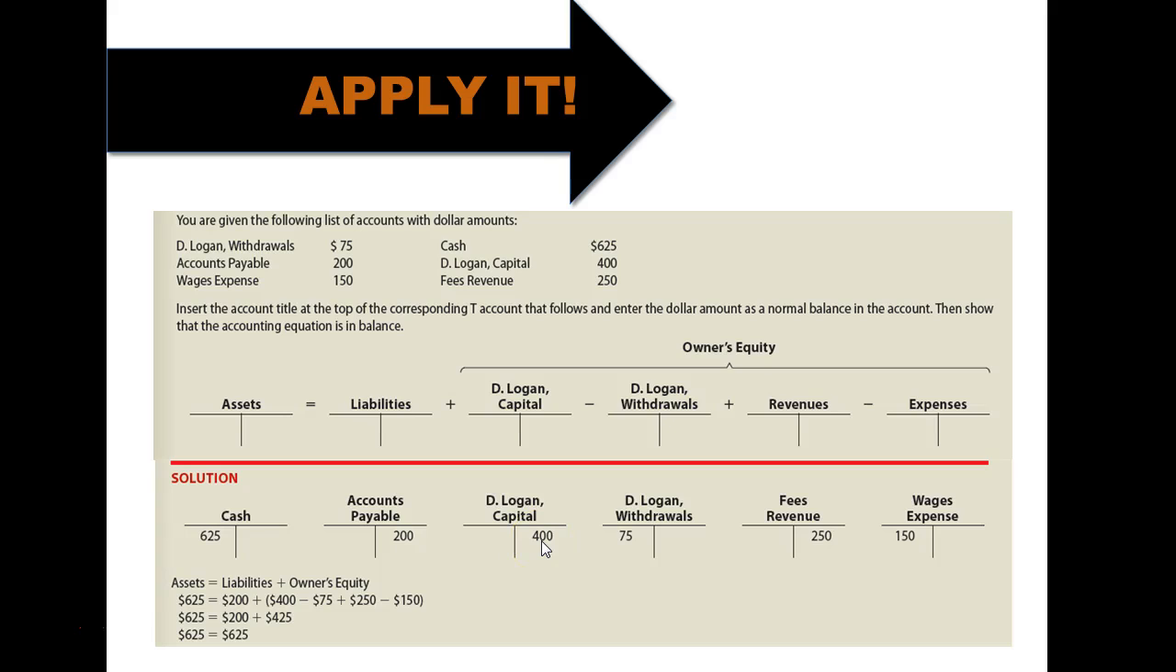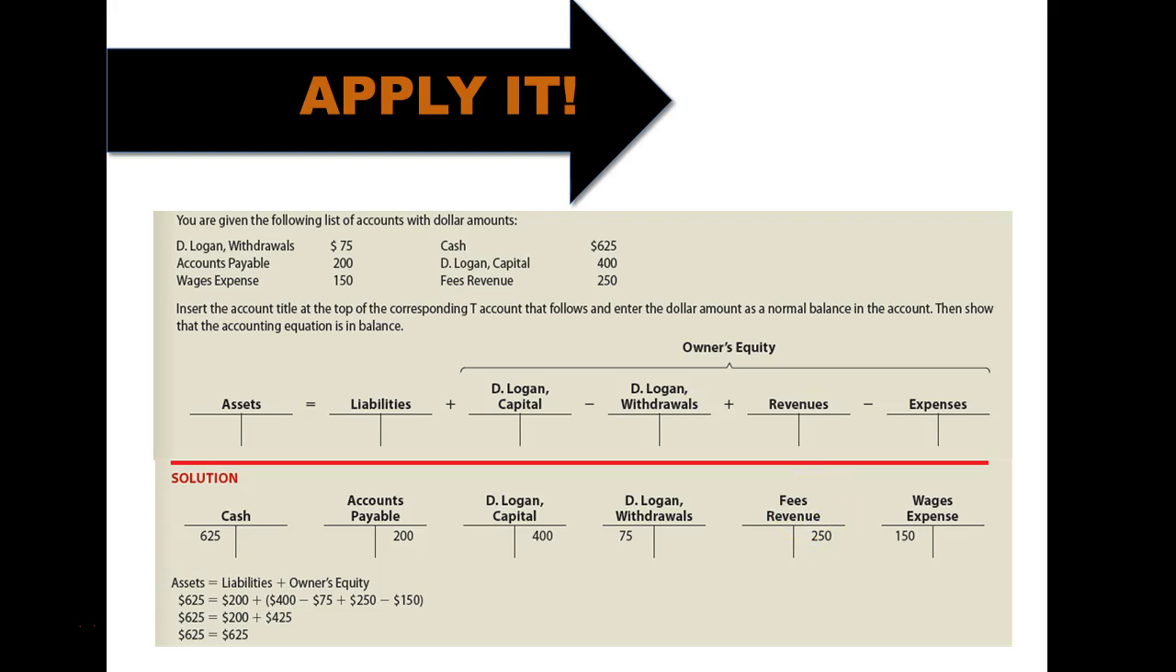Then we've got one more. Fee revenues. Revenues increase our capital account, so that means they're going to be a credit account, a credit balance also. So we're going to go over here and show fee revenues as a credit of $250.